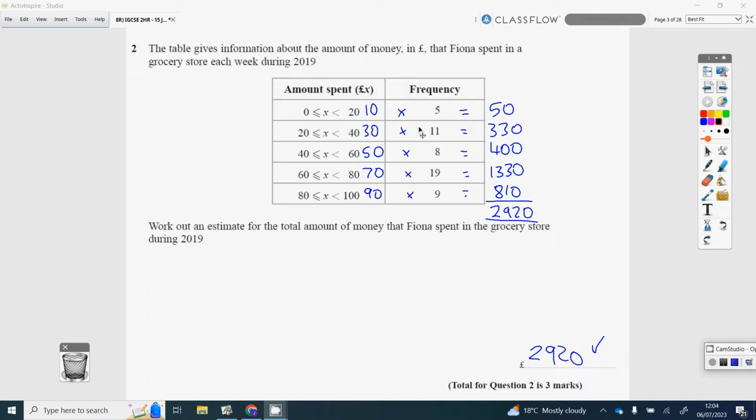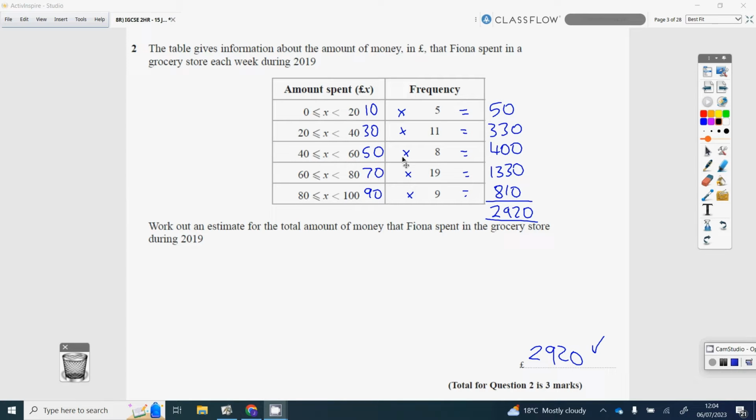Similarly, in this second row, on 11 weeks, she spent between 20 and £40. We don't know how much, so we go straight down the middle, which is 30. So we get these midpoints, these estimates here, and from the rest of the question, we just assume that's exactly how much she spent in those weeks. So in this first row, we're just estimating that on 5 occasions she spent exactly £10. On 11 occasions she spent exactly 30.